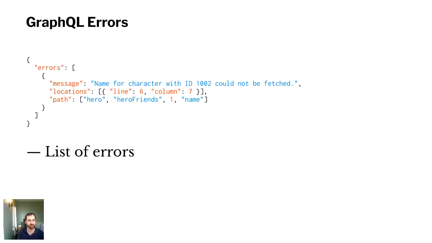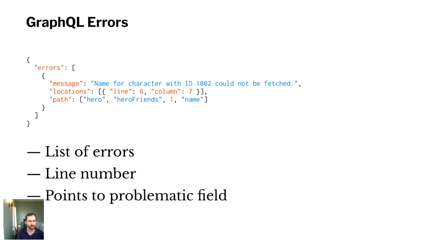You get the location, the line number, and in some cases the column number, depending on the GraphQL framework that you're using. So that's quite handy as a developer. And it points to the particular field. You get this path, which tells you the specific point in the query that caused the error. And then you get a message. So in this case, name for a character with ID 1002 could not be fetched.